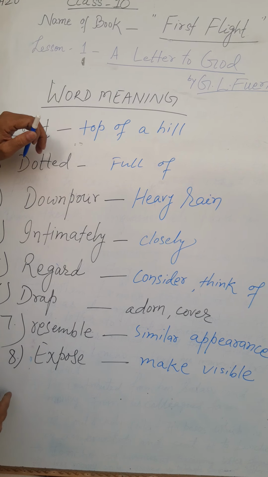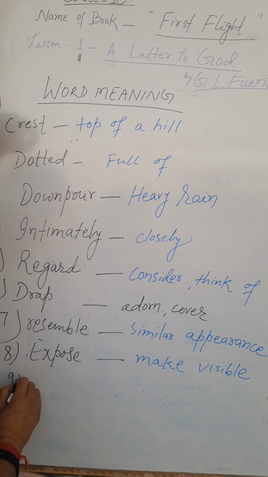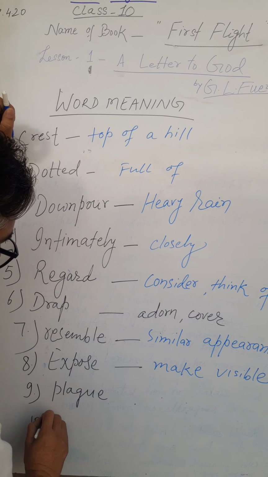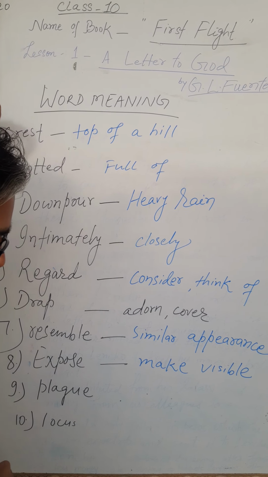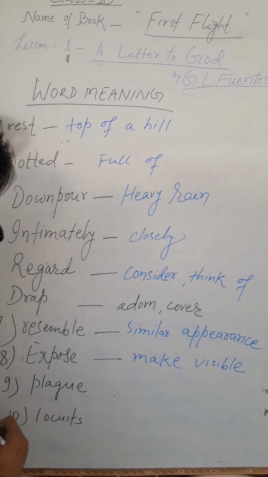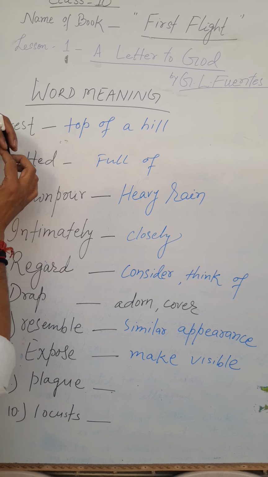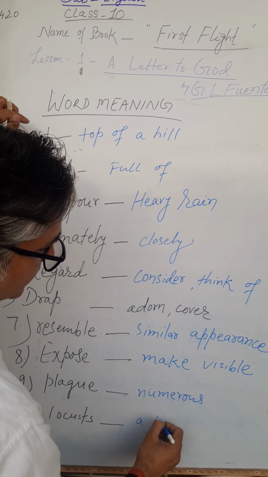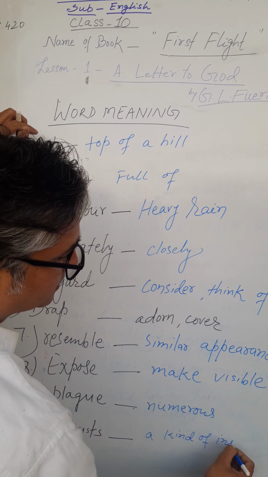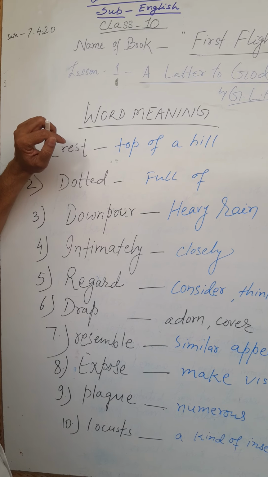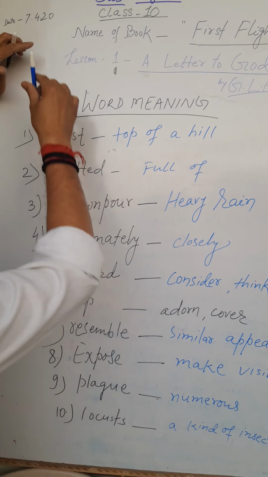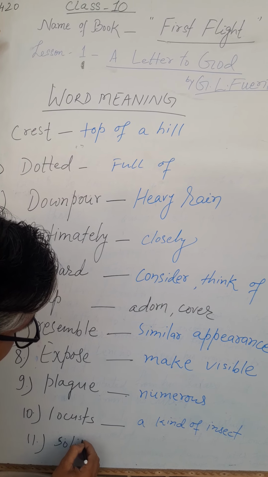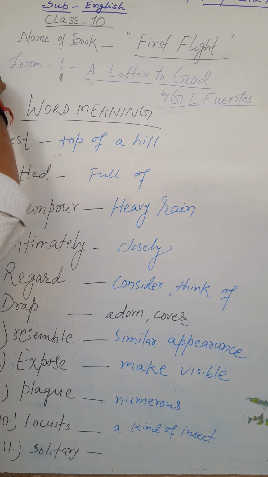Okay. Next one. I have seen a word in your book, that is plague of locusts. Locust means here many in number, numerous, and it is a kind of insect which comes in groups and destroys crops. One more word can be written here, solitary. And it means lonely or alone.